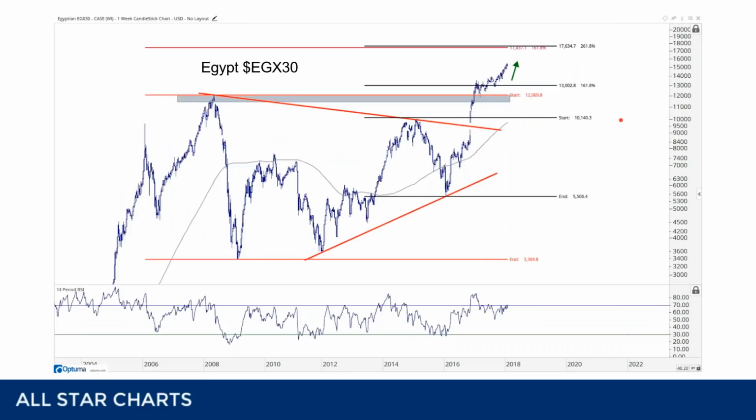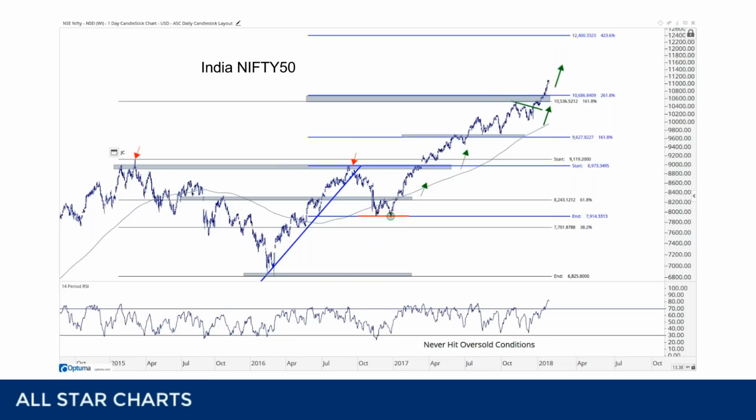Egypt, hello, this isn't exactly blue chip stuff. People buying Egypt making all-time highs. Again, evidence of accumulation, not distribution.